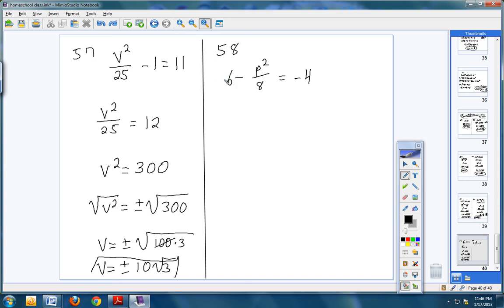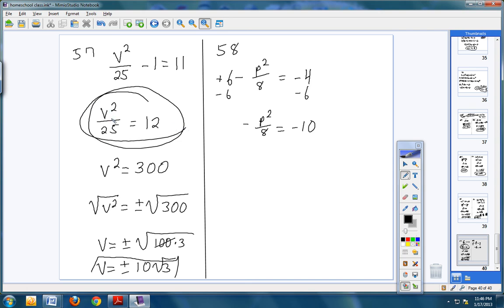Well, the first thing I would do, now this 6 is a positive 6, so I would subtract 6 from both sides. That leaves you with negative p squared over 8 equals negative 10. Now what did I teach you over here? If these two right here are dividing each other, the opposite of divide is multiply. So I'm going to multiply both sides by 8. Now when you do that, you're left with negative p squared equals negative 80.